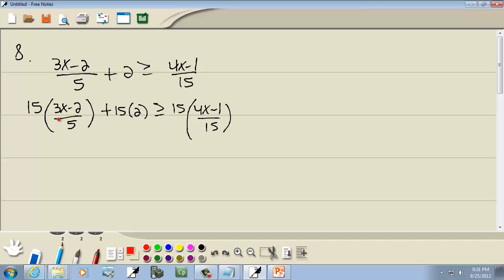Now 5 and 15 are both divisible by 5. 5 divided by 5 is 1. 15 divided by 5 is 3. 15 and 15 are both divisible by 15. 15 divided by 15 is 1. 15 divided by 15 is 1. If you end up with all 1s in your denominator, you picked the right LCM.